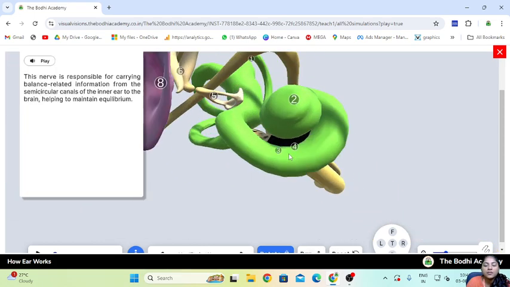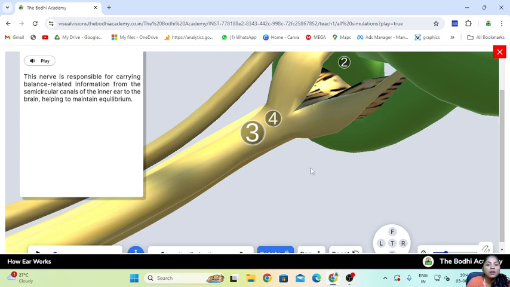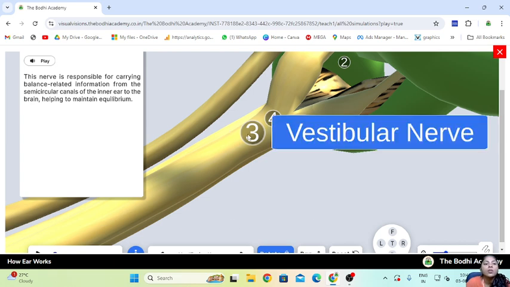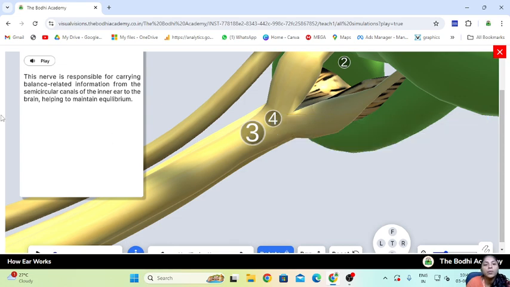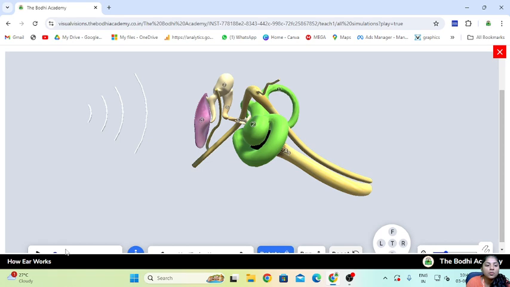And then the last one that we have is the vestibular nerve. Now this nerve is responsible for carrying the balance-related information from the semicircular canals of the inner ear to the brain, helping to maintain the equilibrium or the balance.